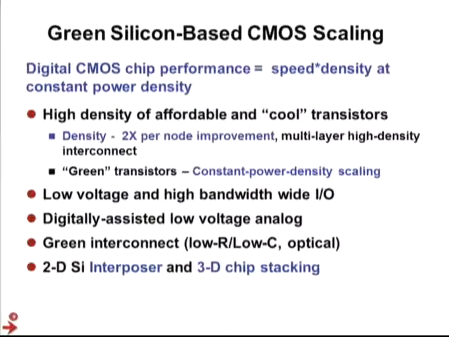On the process technology side, we have quite a lot of examples that we can use to reduce power. In addition to transistor scaling, which I will elaborate a bit later, we can use low voltage and high bandwidth, wide I/O, digitally assisted analog, green interconnect, and maybe optical in the future. And not to lose sight of the packaging side. With micro and nano technologies, right now we can actually use silicon interposer and 3D chip stacking to further reduce the power.